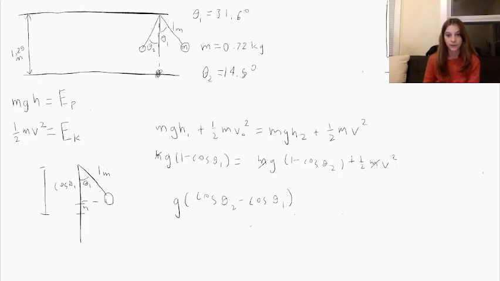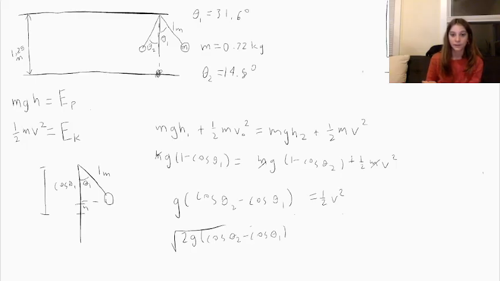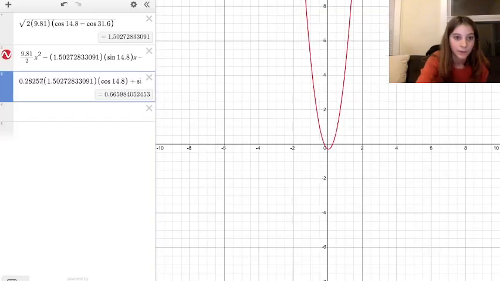That's equal to half v squared. Then multiply everything by 2 and square root both sides, and we get square root of 2g times (cosine theta 2 minus cosine theta 1) is equal to V. So over here, I have that whole thing.